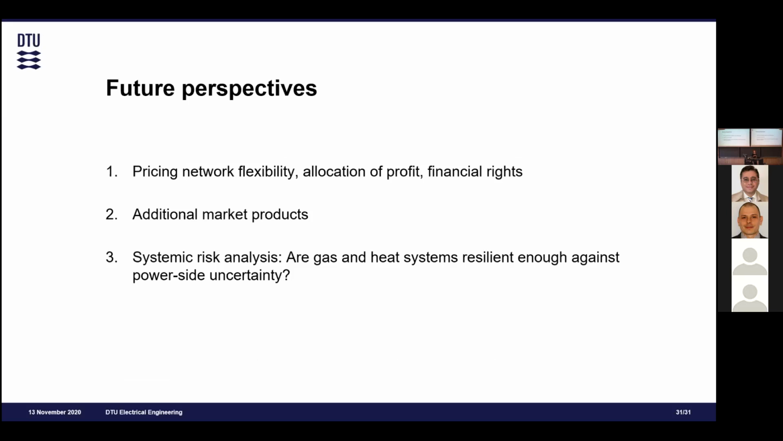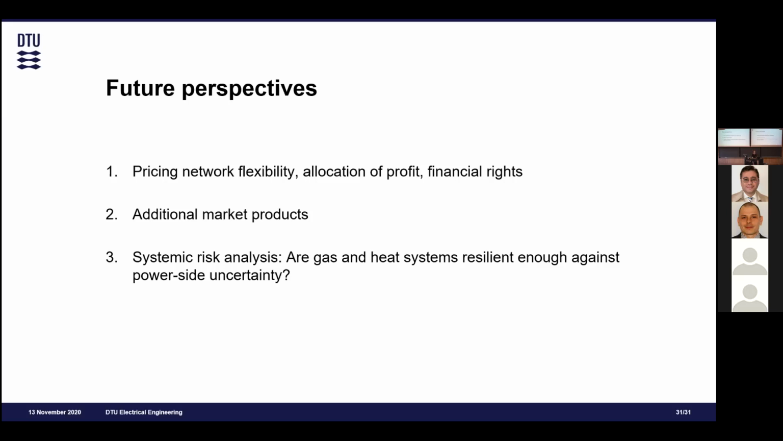For example, one could think of financial rights similar to financial transmission rights or virtual storage rights in the power system. And second, can we think of additional market products that make flexibility available across energy carriers with proper price signals, not only for operational purposes, but also to incentivize adequate investment in flexible assets at the interface of the energy systems?